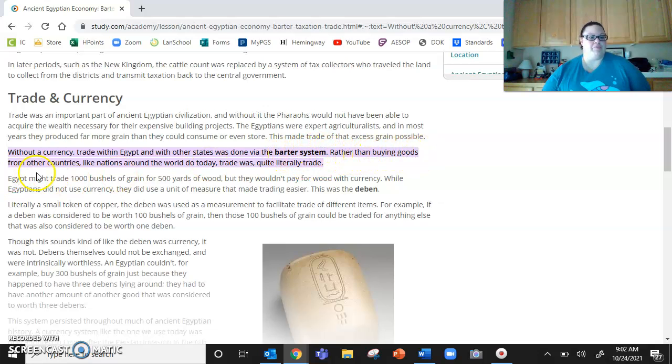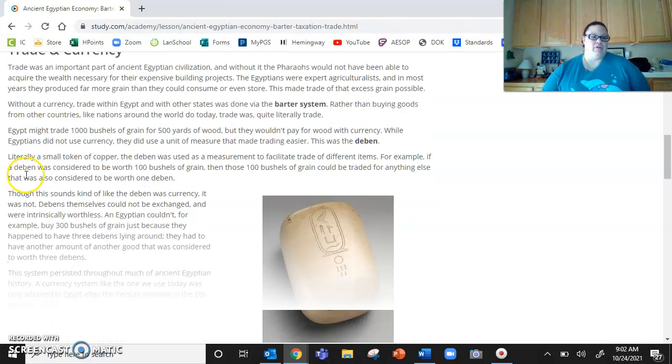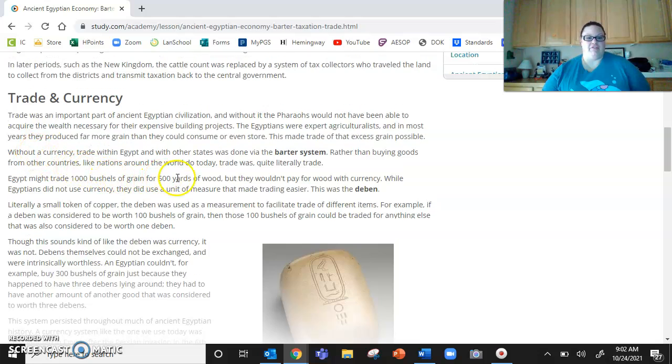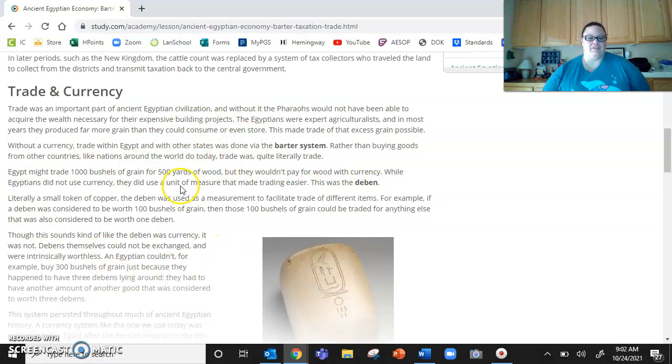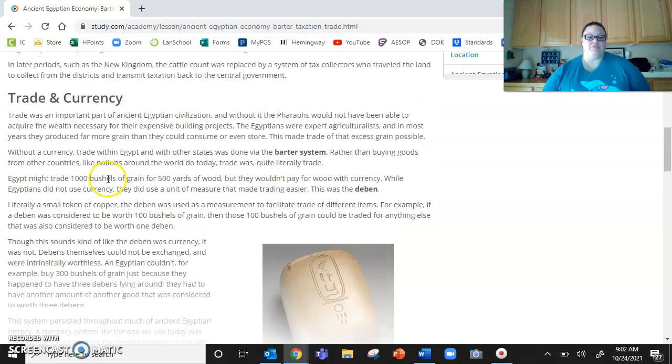Rather than buying goods from other countries like nations around the world do today, trade was quite literally trade. Egypt might trade 1,000 bushels of grain for 500 yards of wool, kind of like we did in class, but they wouldn't pay for wood with currency. While Egyptians did not use currency, they did use a unit of measure that made trading easier. This was the deben. And so it's got a lot of information about trade, which is really, really cool. Oh gosh, I've already forgotten.